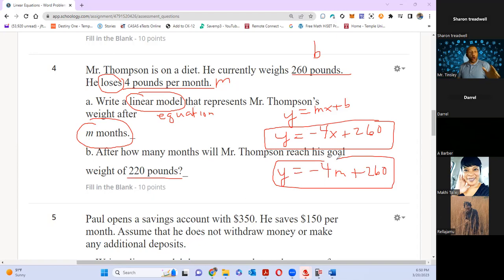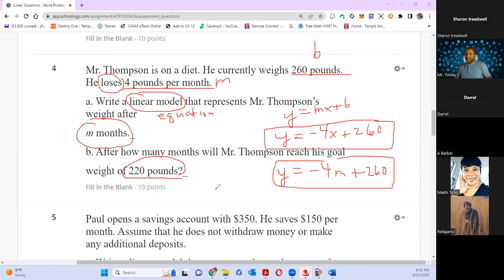But what I tell all my students is start with the slope intercept form first, y equals mx plus b, and then change the variables that you need to. But for the GED, you don't have to worry about it because they probably give you multiple choice and you'll be able to pick the one anyway. So let's go to the second part of it. After how many months will Mr. Thompson reach his weight of 220?